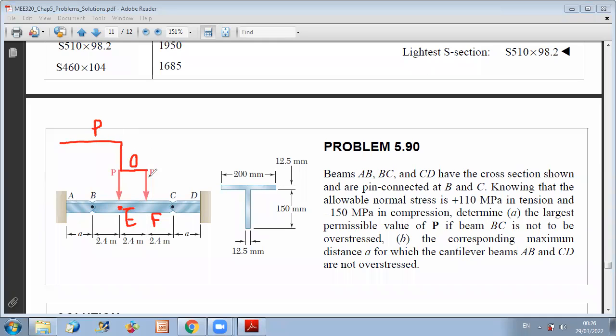Now, at F, you have a concentrated force that is negative. It's a downward force, so you have a negative jump. So you will reach minus P, and you will maintain this value until D. And as expected, the upward reaction at D will bring your shear after D to 0.